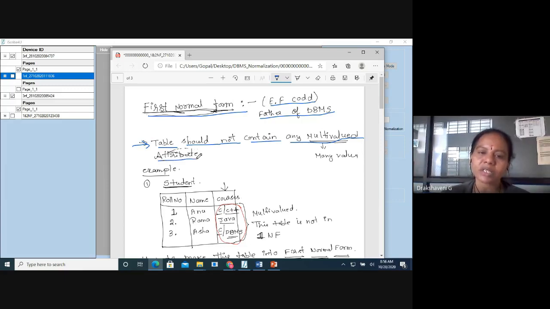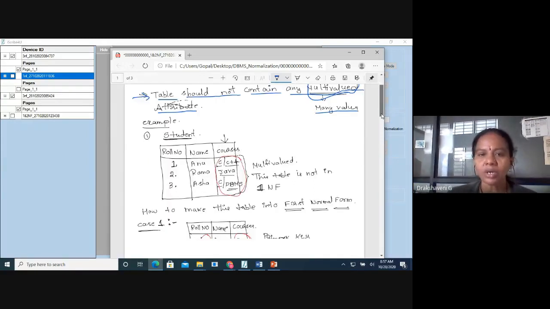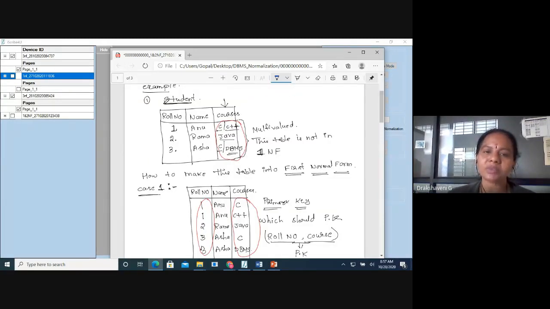Yes, so that is what the first normal form says. What do we mean by multi-valued attributes? Multi means many. So I should not have many values in a table. Yes, so now you can see the student was one table.